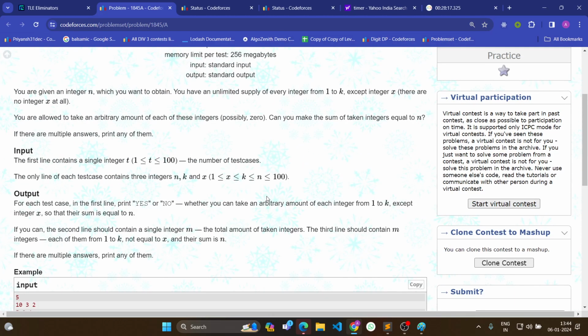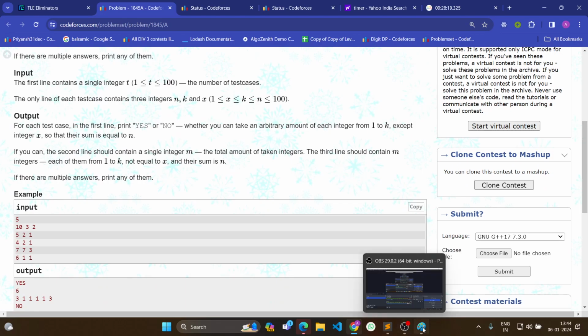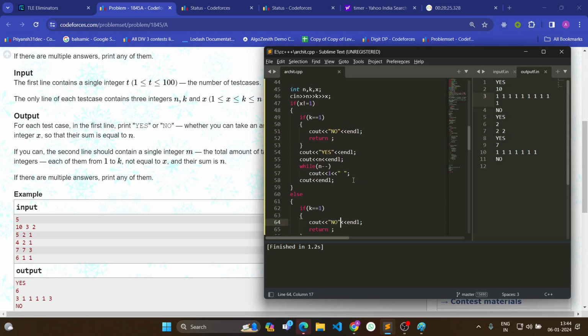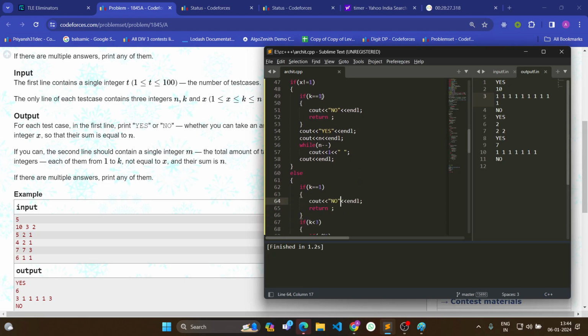So x is less than or equal to k only, no? So why are we even entering this case? Yeah, x is equal to 1. Okay, yeah, this is not needed.